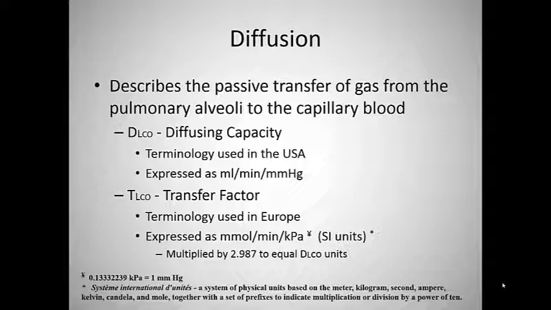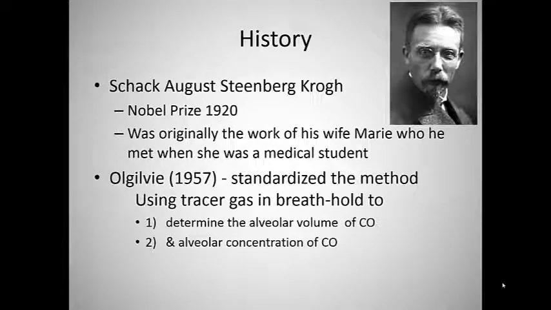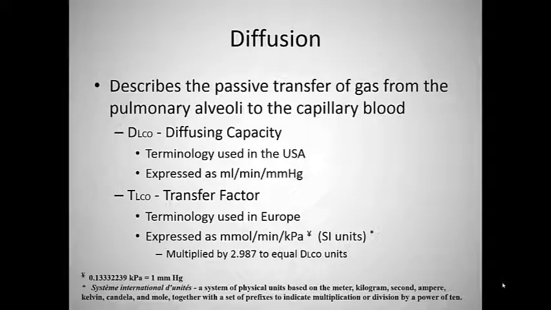Okay, let's start off with terminology. Diffusion describes the passive transfer of gas from the pulmonary alveoli to the capillary blood. We use the term diffusing capacity in the United States. Here in Europe, they like to use the term transfer factor. They think they're more right than we are. Basically, either term is interchangeable when you see that.